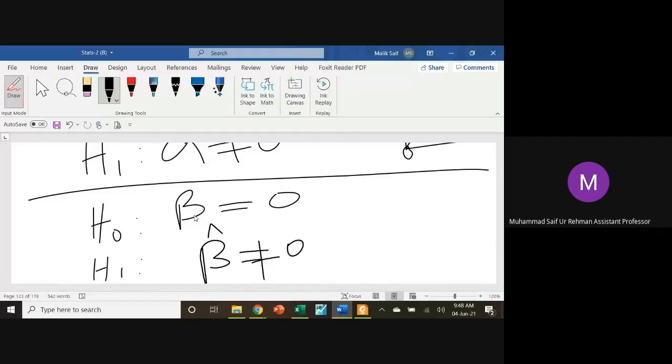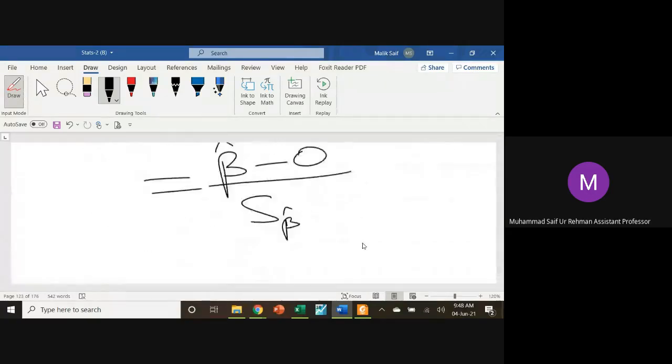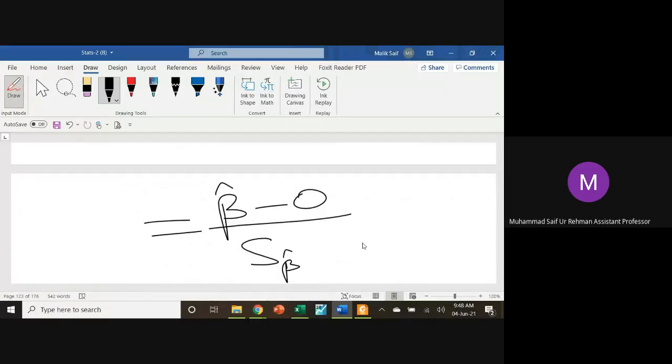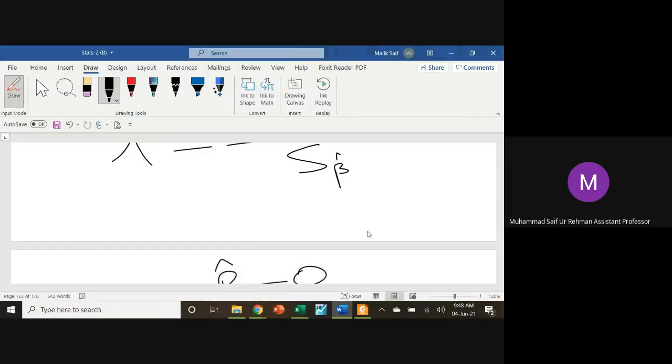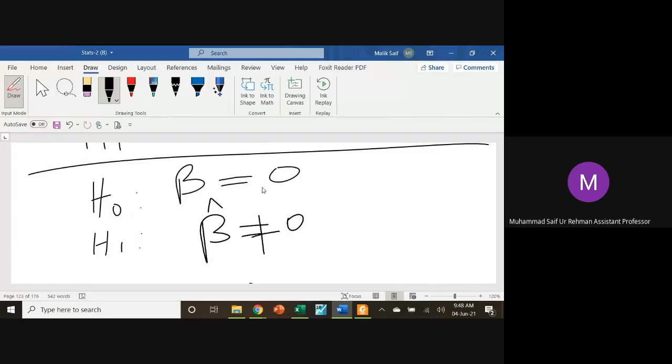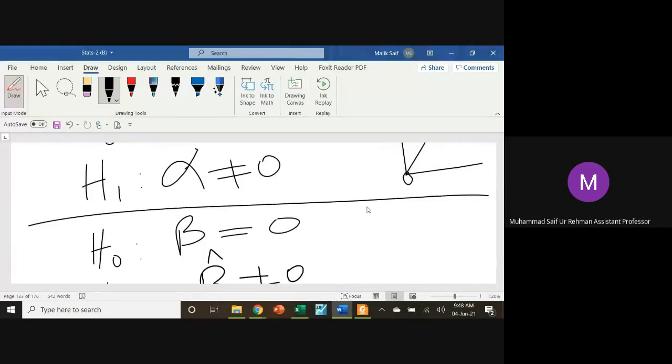So let's say if you are going to reject the null hypothesis, you will definitely accept the alternate hypothesis, and acceptance of this will mean that beta hat is not equal to 0. Not equal to 0 means there is some relationship between the independent and the dependent variable. And if you are going to accept the null hypothesis, this will mean that there is no relationship between X and Y, the independent and the dependent variable. There is no impact of X on Y if you accept the null hypothesis. Right?